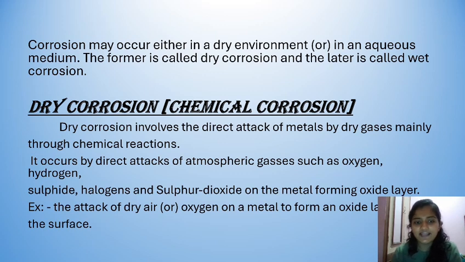It occurs by direct attack of atmospheric gases such as oxygen, hydrogen sulfide, halogens, and sulfur dioxide on the metal, forming an oxide layer. An example for dry corrosion is the attack of dry air or oxygen on a metal to form an oxide layer on the surface.